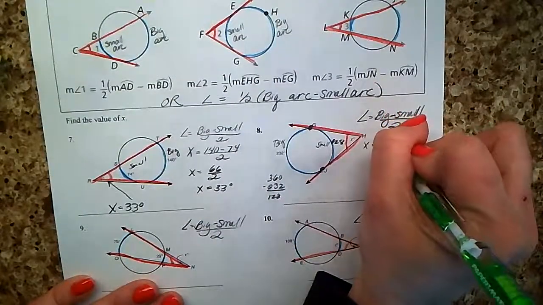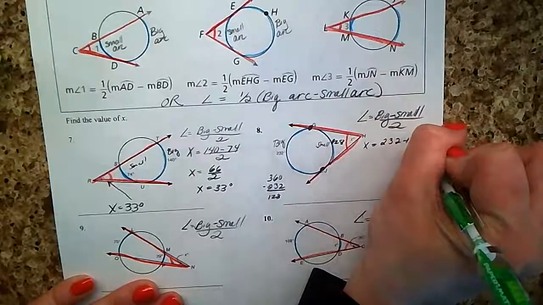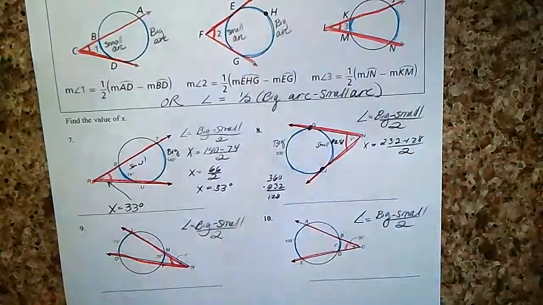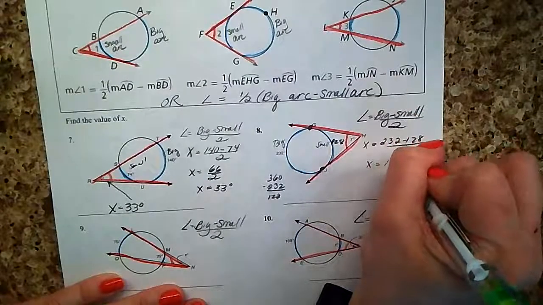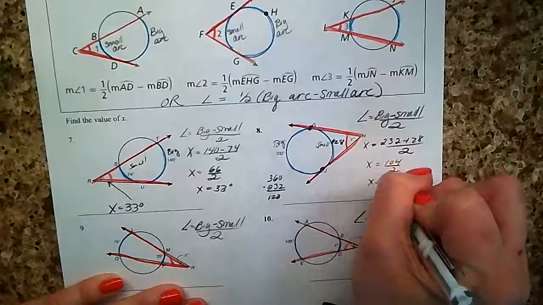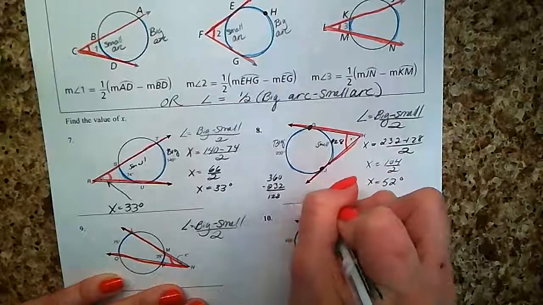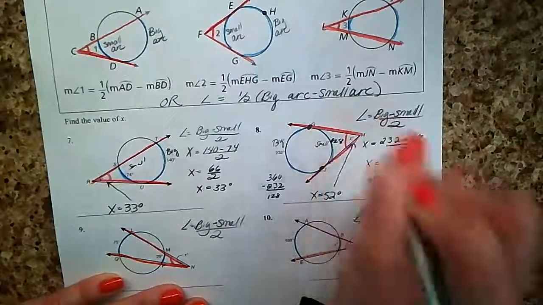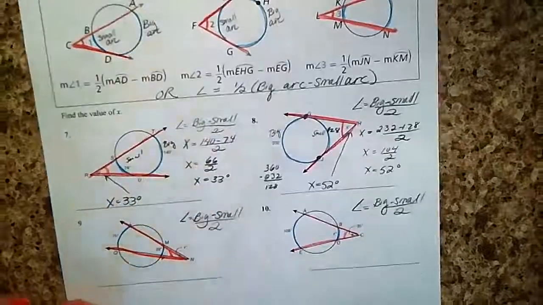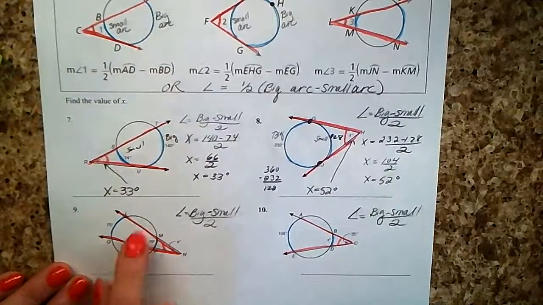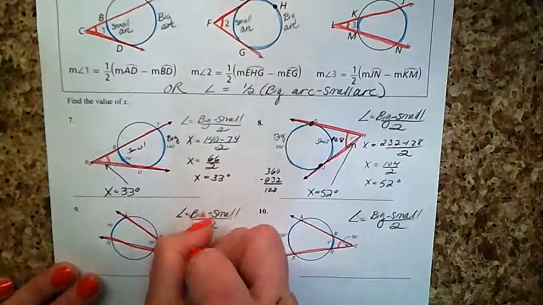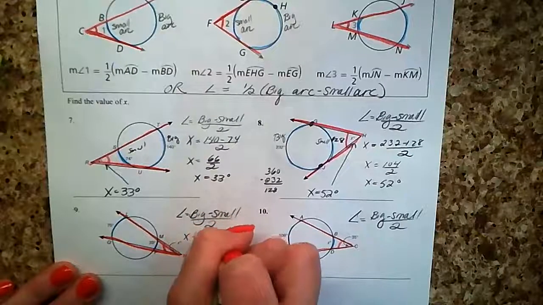Our angle x is equal to the big minus the small divided by 2. Okay, so when we take a look at this, we get our x is equal to 104 divided by 2, so our angle is equal to 52 degrees. So x is equal to 52. And again, you just found that angle outside the circle. All right, let's look at the next one. Again, same thing. These are two secants you see in this picture. Okay, two secants. So our angle x is equal to the big arc minus the small arc.